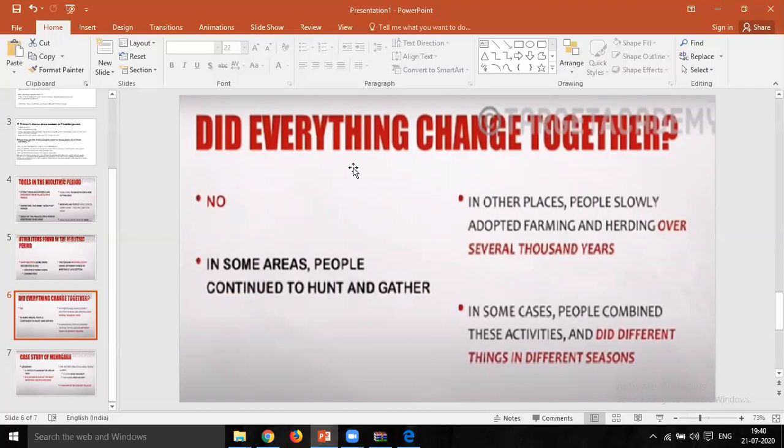Did everything change into their existence? Did everything, the rituals, the styles, the people that adopted herding and farming, change from that situation onwards? So we came to know that no, everything did not change.